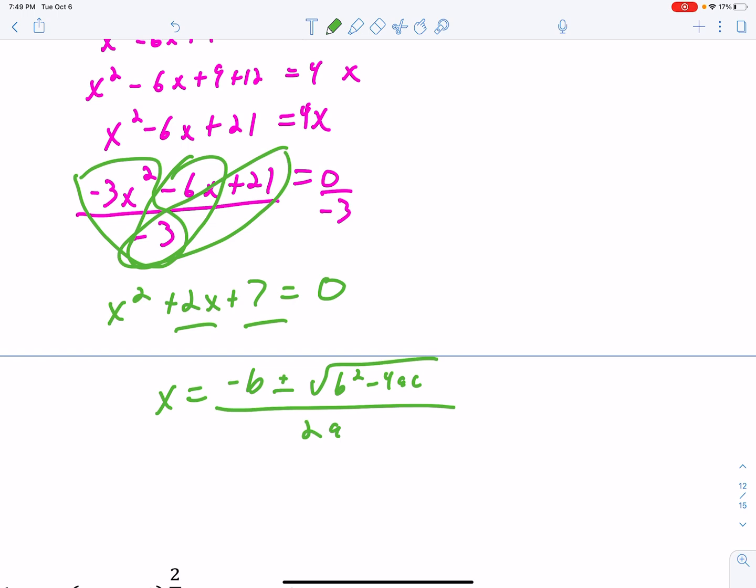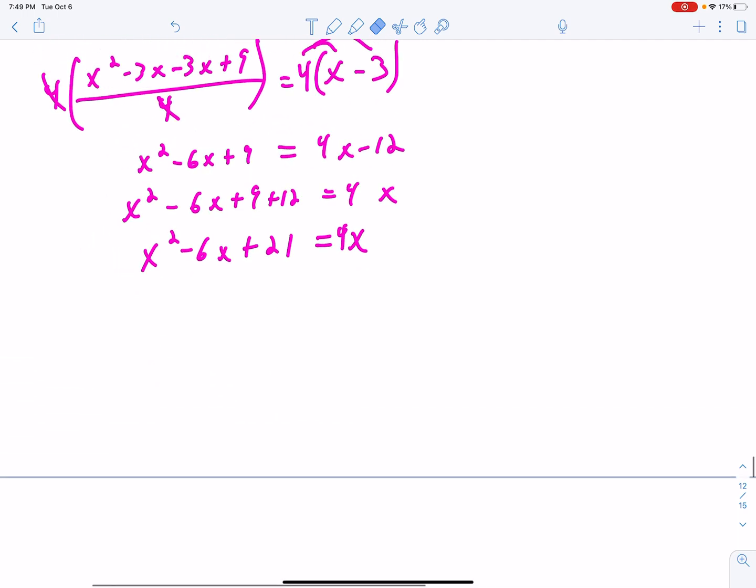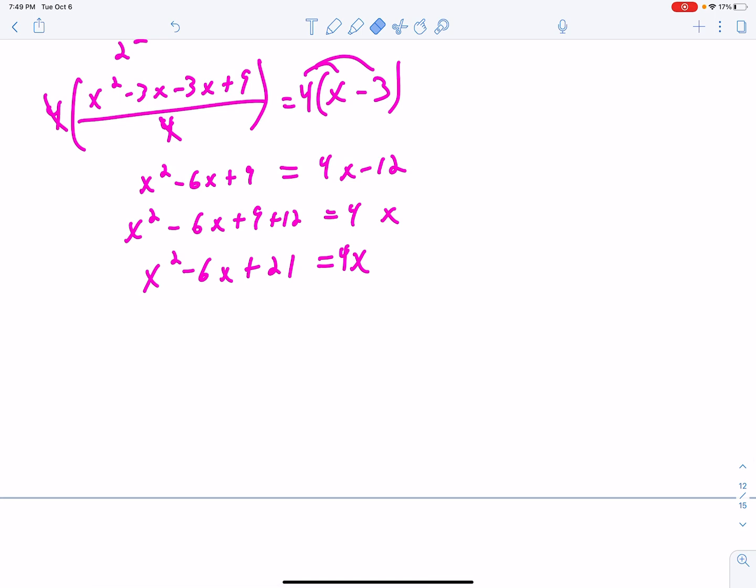No, I think I made a mistake. Sorry, my apologies. Let me clean this up here. All right, let me go back to this step. There we go. All right, so we have x squared minus 6x plus 9 over 4. We multiply by 4 on both sides.